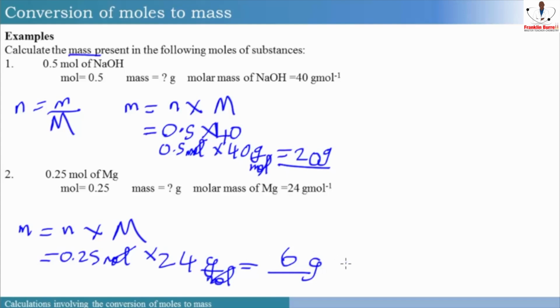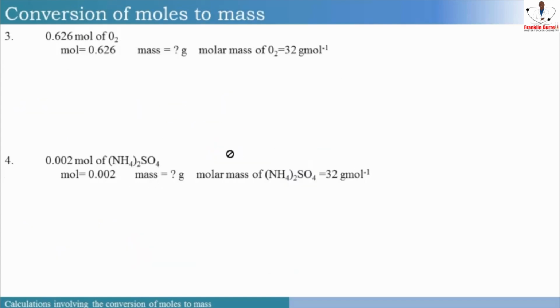Let's try a few more examples. As we proceed, this should become more and more easier as you understand the concept behind the procedure that we are carrying out here. So, we are given 0.625 moles of oxygen. Remember that oxygen is diatomic, and so we would have 16 times 2 for the molar mass of 32 grams per mole. We want to find the mass, and we're given the mole. Therefore, mass equal moles times molar mass.